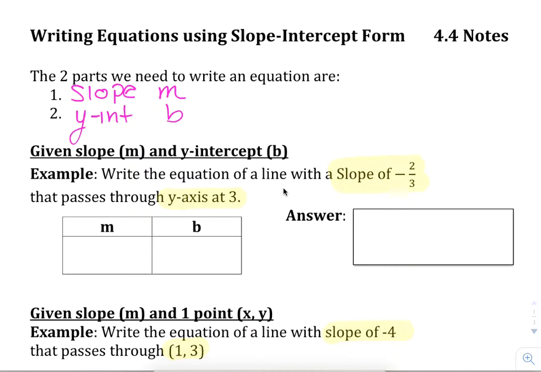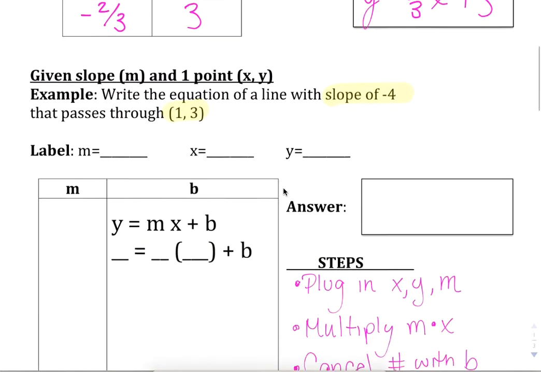The two parts that you're going to need are your m and your b. So the first part of this is going to be very straightforward. Write the equation of a line with a slope of negative 2/3, that's your m, and it goes through the y-axis at 3, that's your b. We've already talked about these problems. We know that we can just plug those in, make sure we put an x next to our m, and we have our equation. But not everything is obviously going to be that straightforward. So let's go to the next part.